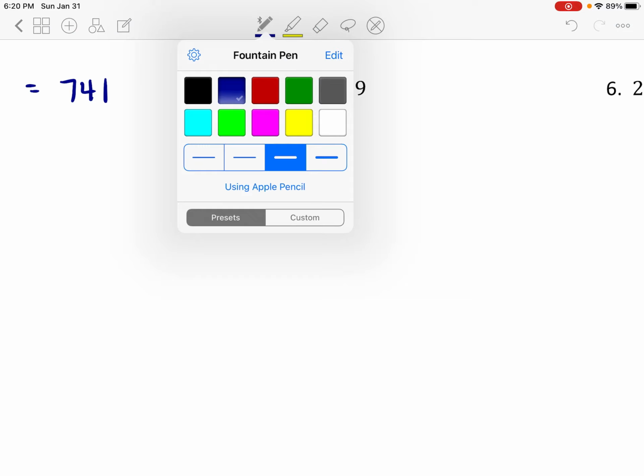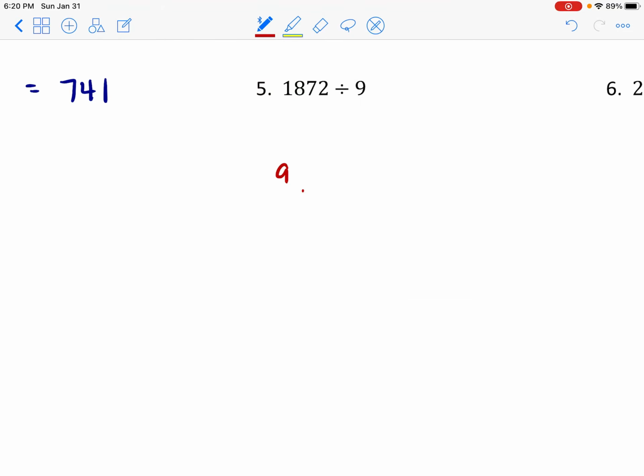So this time we're going to go 9 is going to divide into 1,872. And so we're going to say, how many times does 9 go into that first part of the dividend? So 9 goes into 18 twice. So 2 is the first part of my quotient. And I'm going to multiply 9 times 2, which makes 18. That goes under my dividend, and I subtract.